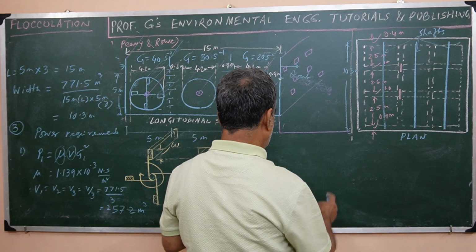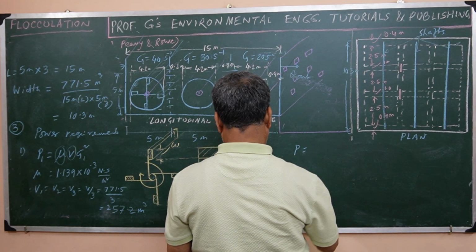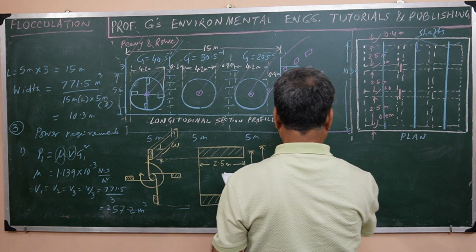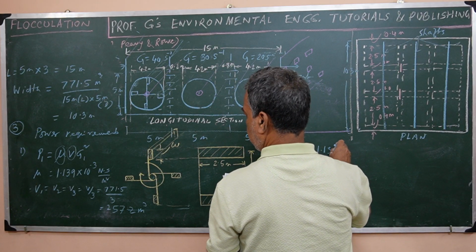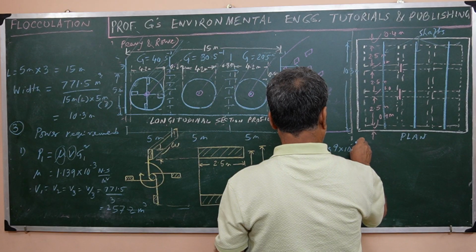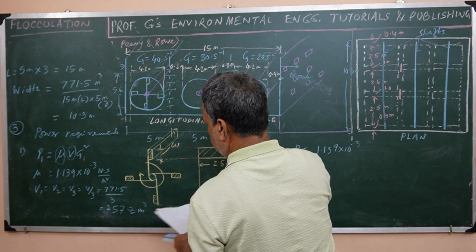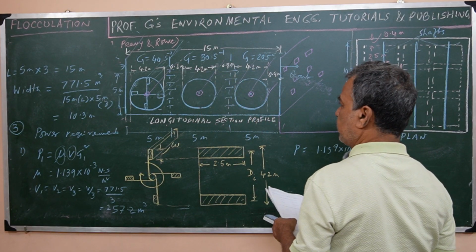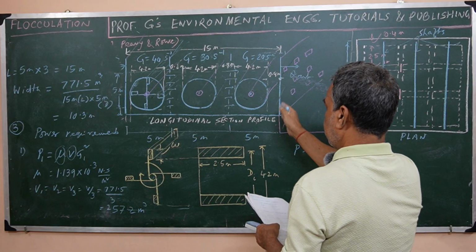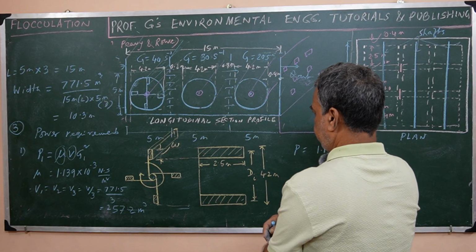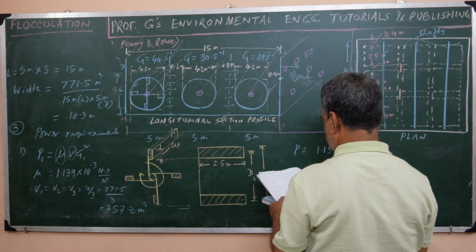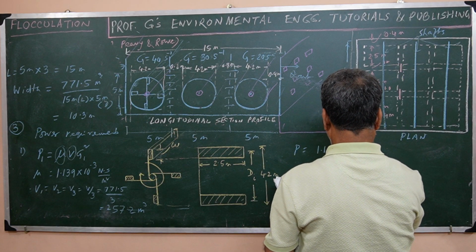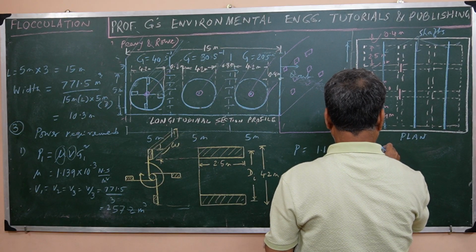So your P value would be mu V, so 1.139 into 10 to the power. For one compartment I am doing the detailed calculation, but for the later ones you can do yourself. Only the values you can check. I may put the values so you can check this.